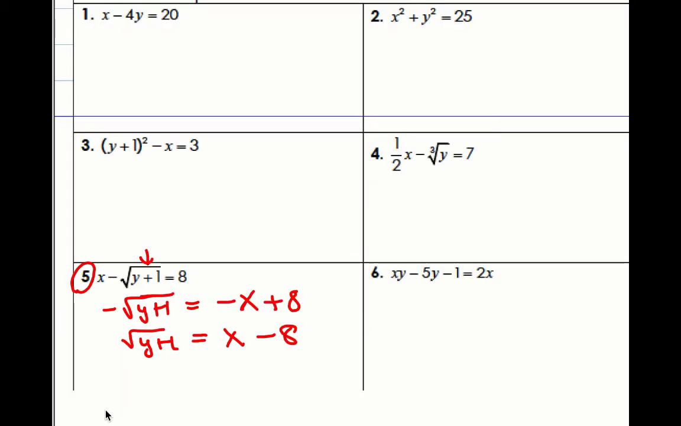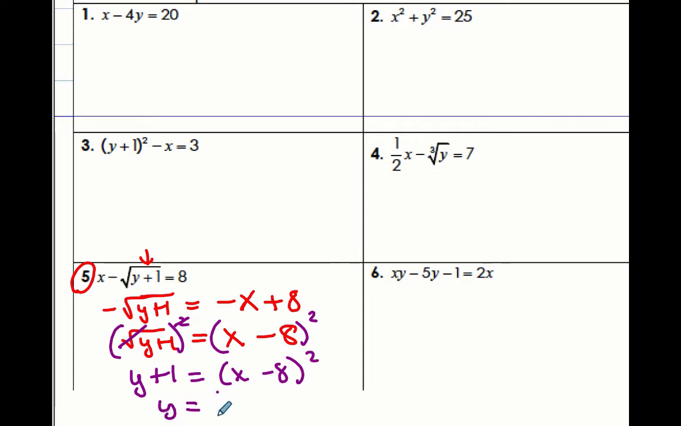So now I have to get rid of the square root sign, so I'm going to do the inverse of the square root, which is to square. So what I'm doing next is I'm squaring the left side, but I also have to square the right side. So when I do that, I get y plus 1, because the square cancels the square root, and then I'm going to keep this grouped, x minus 8 squared. Now I subtract 1, so I get x minus 8 quantity squared minus 1. Now my y is by itself.